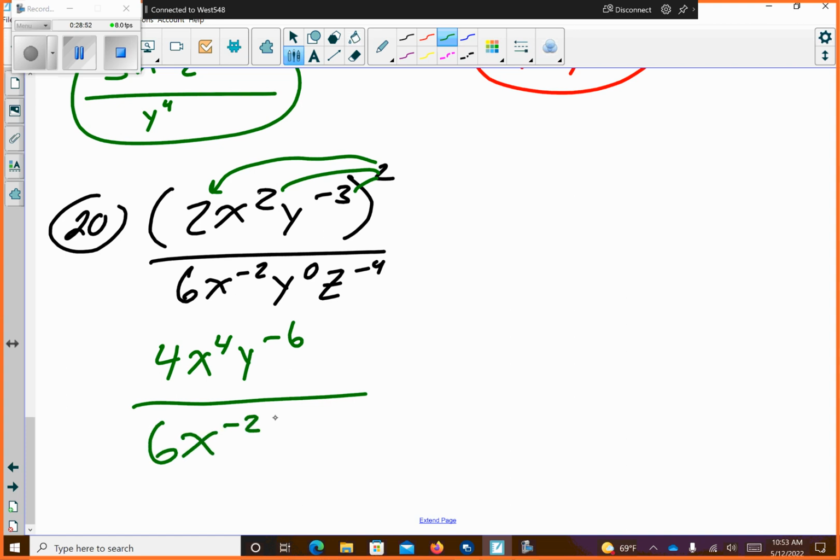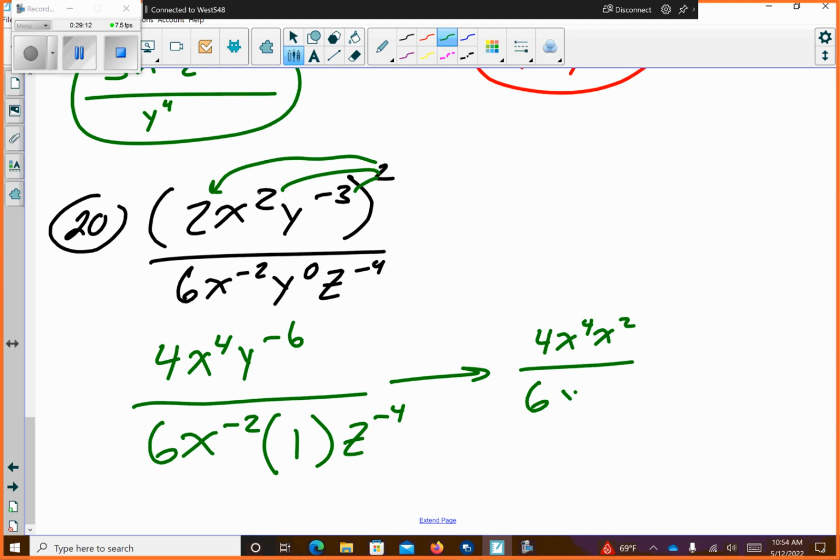Y to the 0. It's just 1. Okay, so I still have negative exponents there. That's okay. So let's rewrite no longer having negative exponents. So I have 4 over 6. X to the 4th, x to the 2nd, y to the 6th, z to the 4th. Reduce. 2 goes in there, 2 goes in there. So I get 2 over 3. Combine the x's. Z stays up there. Y stays down there.